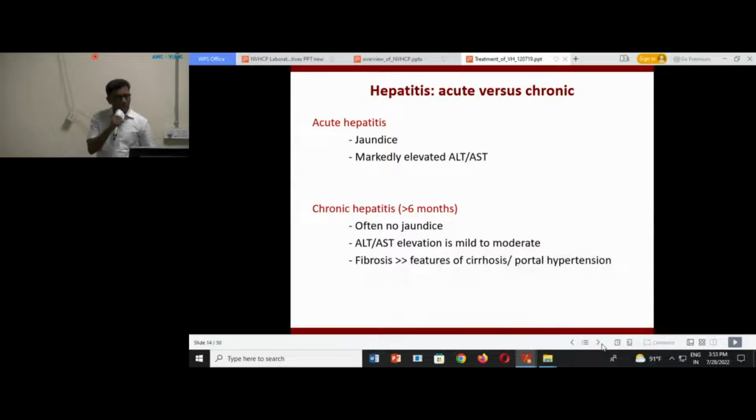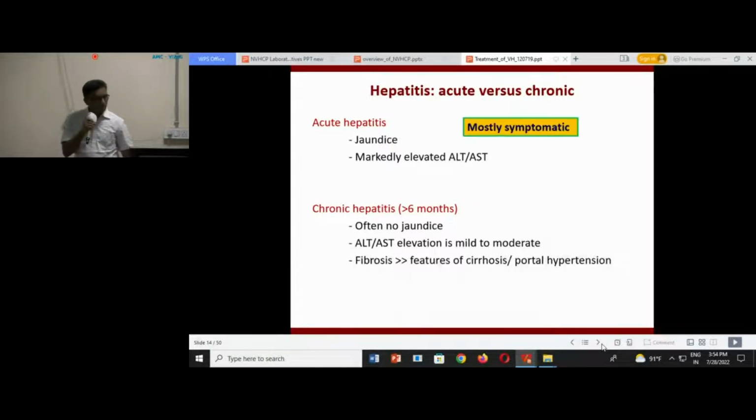So how do we do it? In fact, in the lab also we can see whether it is an acute hepatitis or not. Usually jaundice is there and marked elevation, that is the AST and ALT is more than 15 times the normal. Then probably we are dealing with an acute hepatitis. In chronic hepatitis, the enzyme rise will be very less, just around 3 to 4 times. So this is how we can do it biochemically also, that this is probably a chronic hepatitis. So just remember that acute hepatitis is mostly symptomatic and chronic hepatitis is asymptomatic.